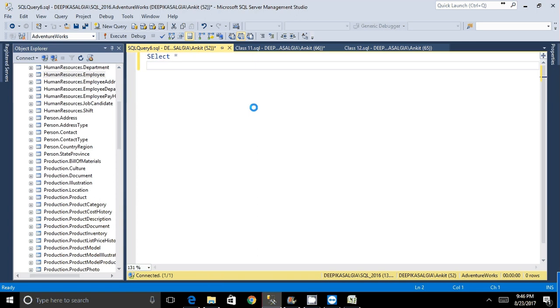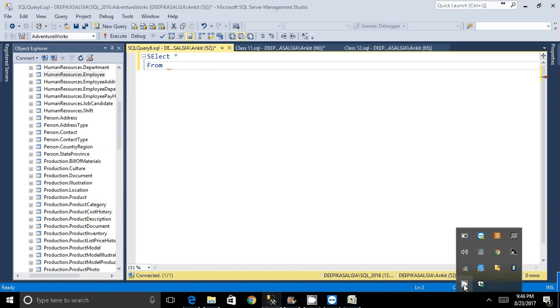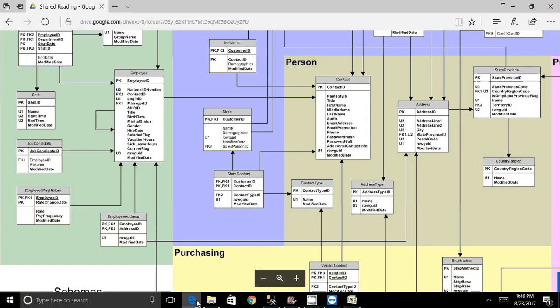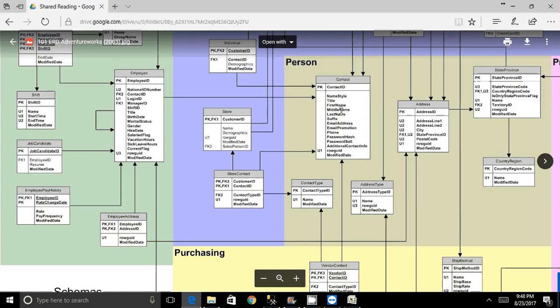For now, I say select star from. What do I begin with? Tell me the syntax. Right? So I'm going to say another table. Which table do I put? I say first human resources dot employee table, and I alias this as E. I put the inner join. What table do I take next? The address table or the employee address table? Which one?